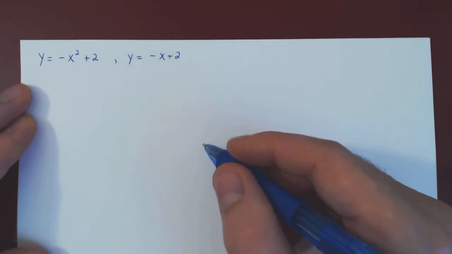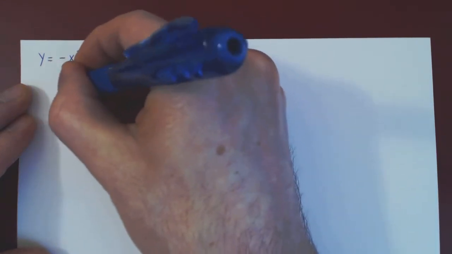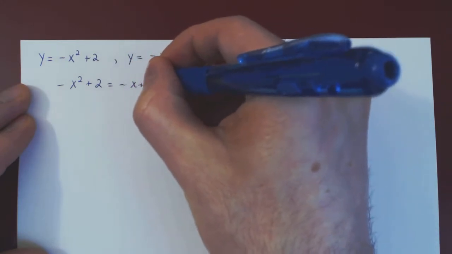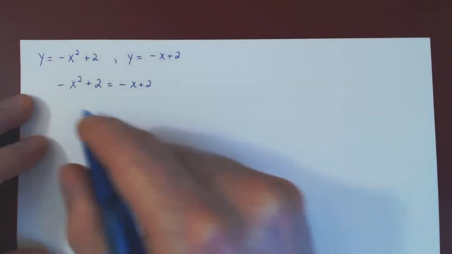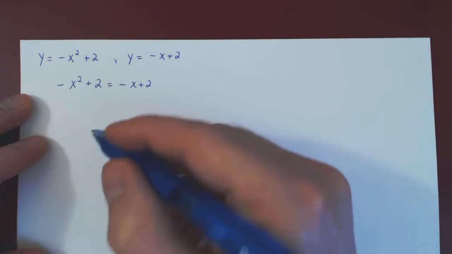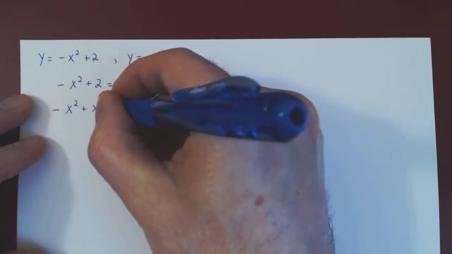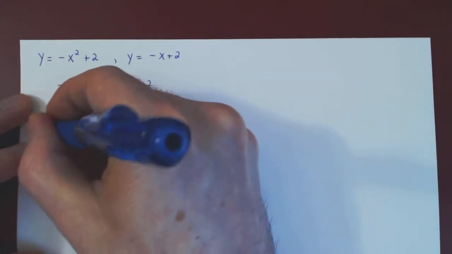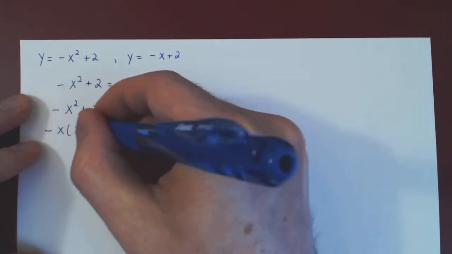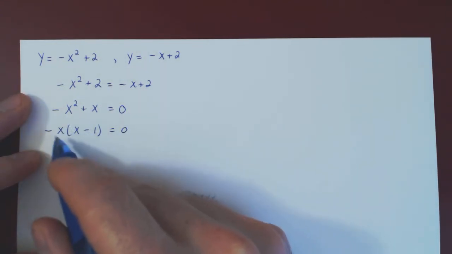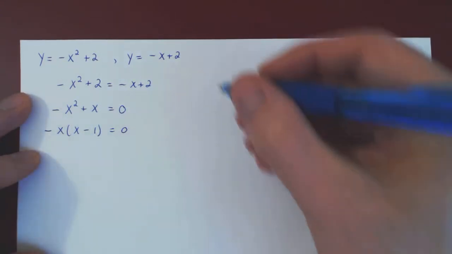Let us first find the points of intersection. So we equate both y values. Sum everything here on the left, so add x, subtract 2. You'll get negative x squared plus x equals 0. You can factor out negative x. And now the solution should be apparent. Either x is 0 or x is 1.